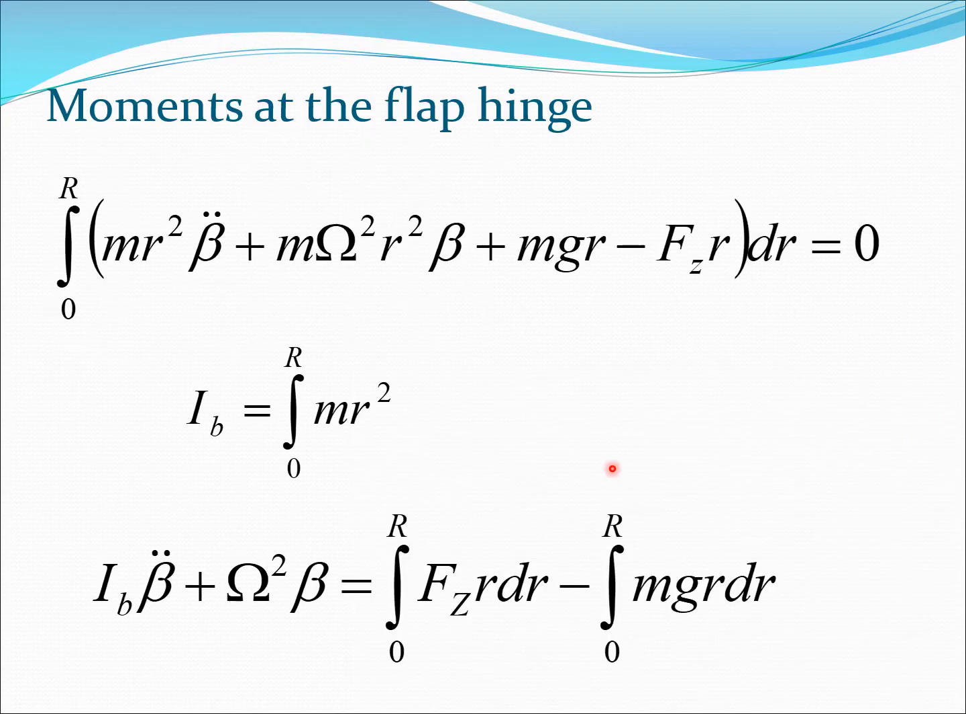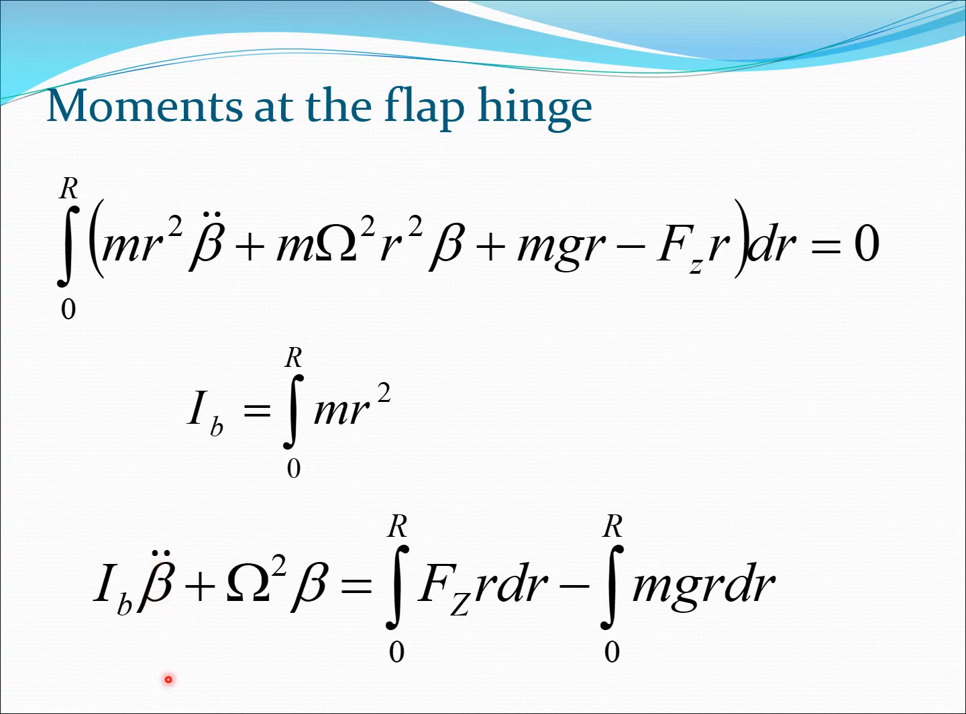So what I'm going to do is take the moments at the flap hinge as we did before, and so we take all those forces, you multiply that by the moment arm, and we integrate this from 0 to R, and we have dr here. So we already know that IB is integral 0 to R of m r square dr, and using this definition of IB, we can remove some of the integrals and write this equation in a simpler form. So this is our flapping equation in terms of time t.